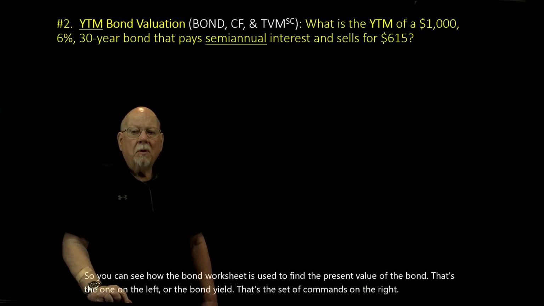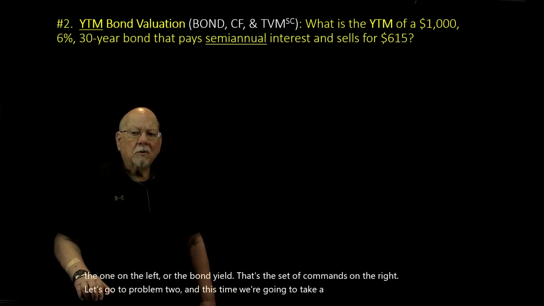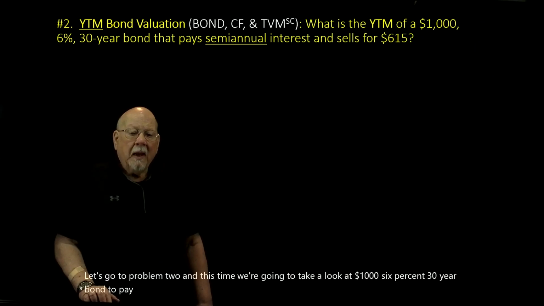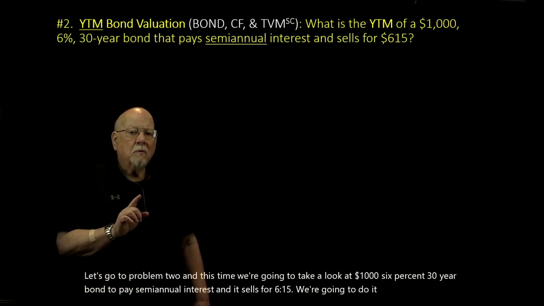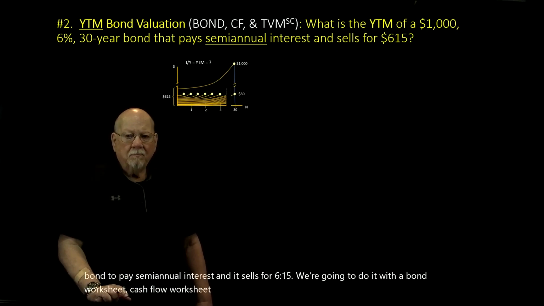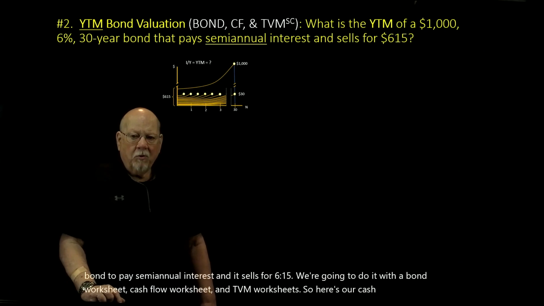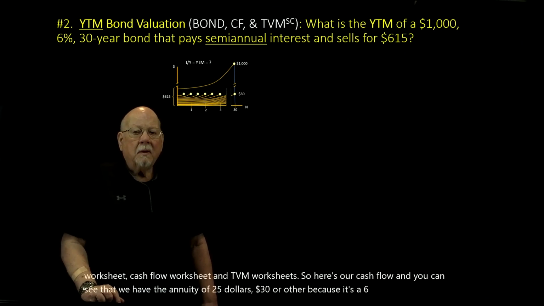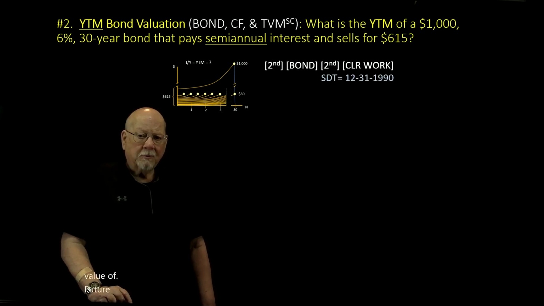Let's go to problem 2, and this time we're going to take a look at a $1,000 6% 30-year bond that pays semi-annual interest, and it sells for $615. We're going to do it with the bond worksheet, cash flow worksheet, and TVM worksheets. So here's our cash flow, and you can see that we have the annuity of $30, because it's a 6% bond, and the future value of $1,000.